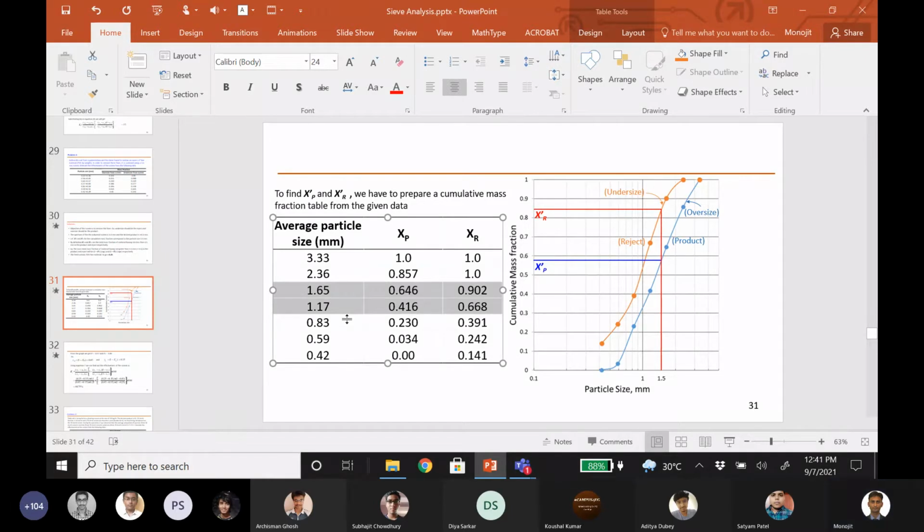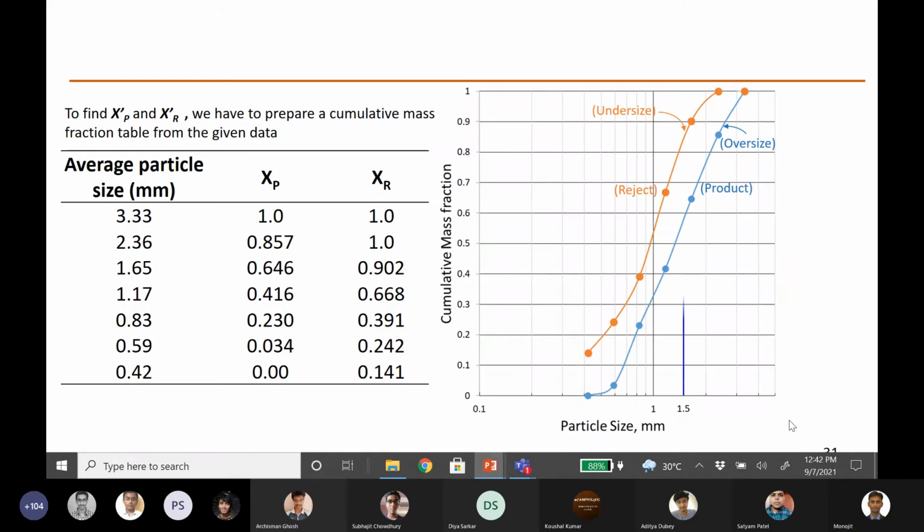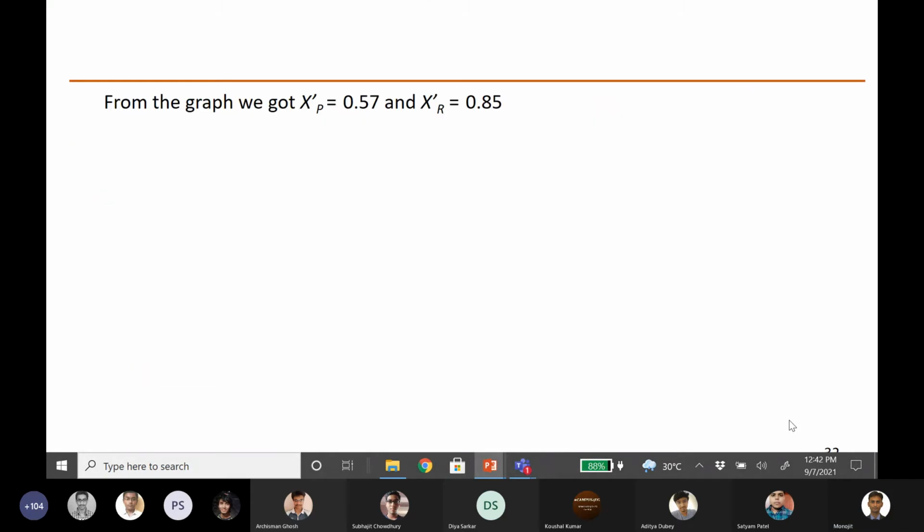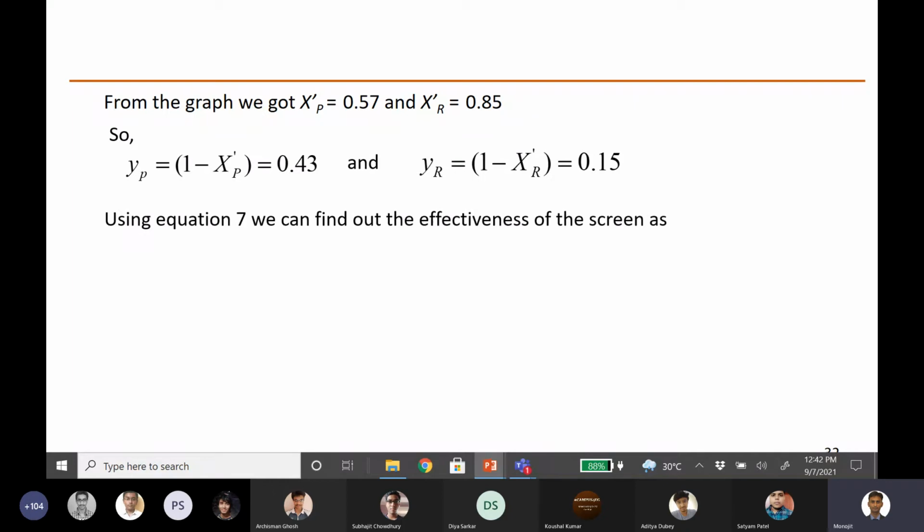For XP 0.574. Yeah, for XP 0.57. Okay, let me write it down. For XP, what are you getting? 0.574. It's exactly the same as what you got from the graph. What about XR?